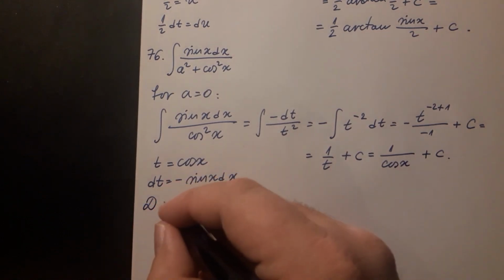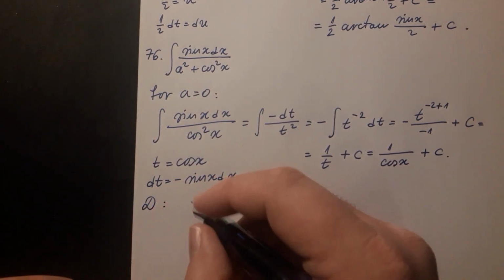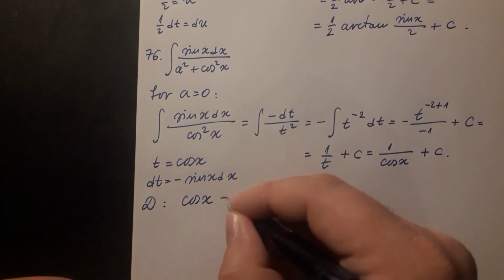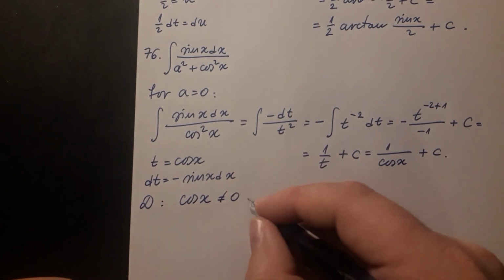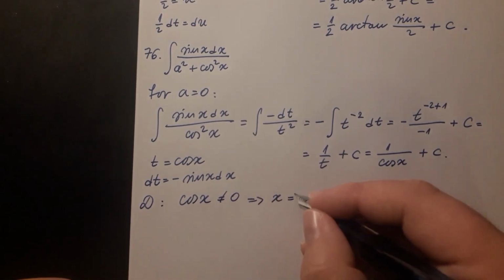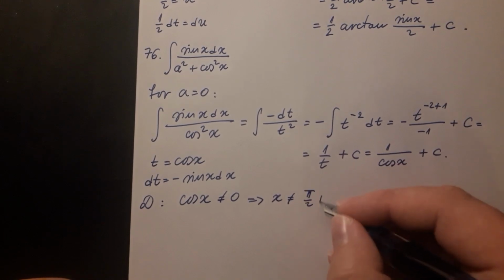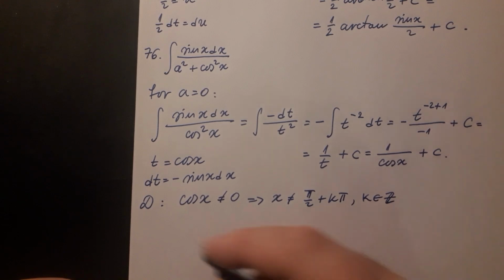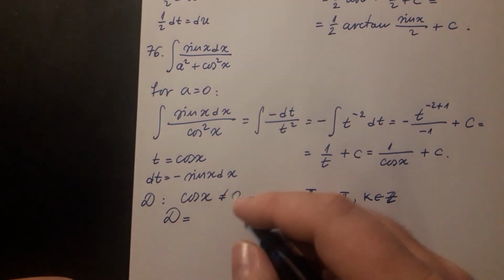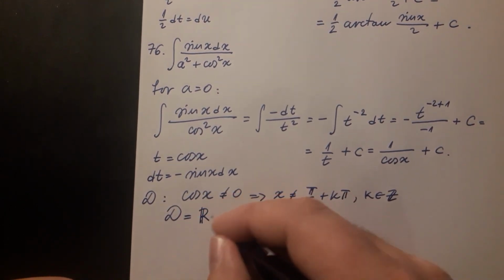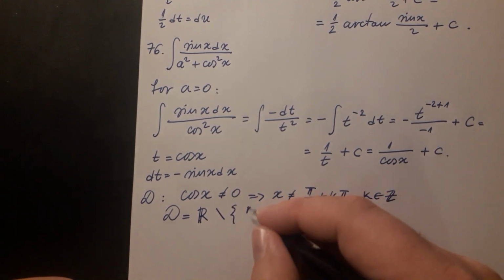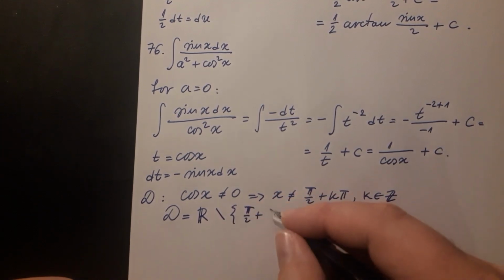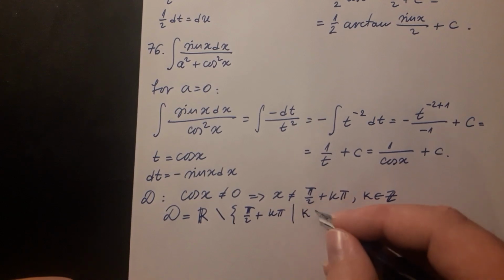The area in which this integral is defined is for cosine x different than 0, and that means that x has to be different from pi half plus k pi, where k is an integer. And that makes the area in which this integral is defined a set of real numbers without the points pi half plus k pi, where k is an integer.